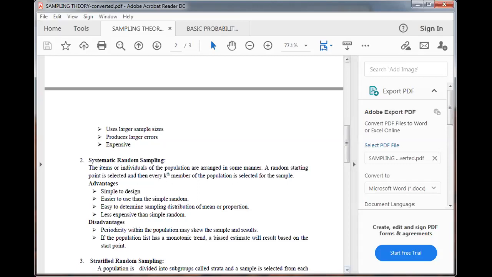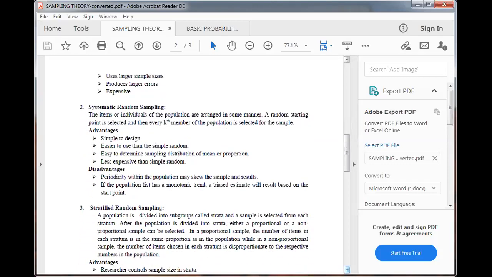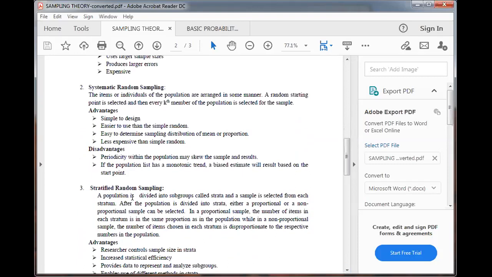The next method under probability sampling is the stratified random sampling. Stratified random sampling is where, first of all, we group the population into groups that we normally refer to as strata. We group the entire population into small groups we call strata. And the key thing about the stratified method is that these strata must be homogeneous, meaning that they must have the same characteristics.